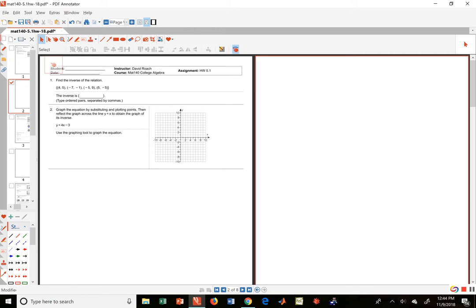Let's work on number one here. It says find the inverse relation. Now an inverse relation undoes what the relation did. This relation takes 4 and sends it to 5. It takes -7 and sends it to -1. In fact, let me write it like this. On number one, if you put an x and an f of x, 4 goes to 5, -7 goes to -1, -5 goes to 9, and 5 goes to -5.